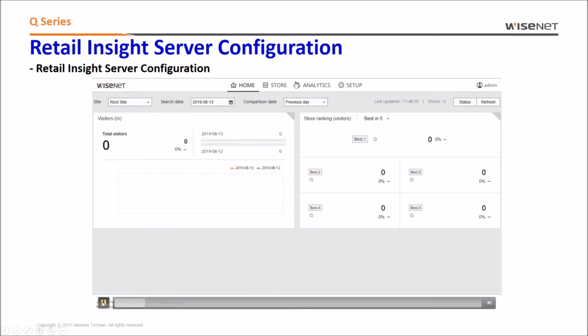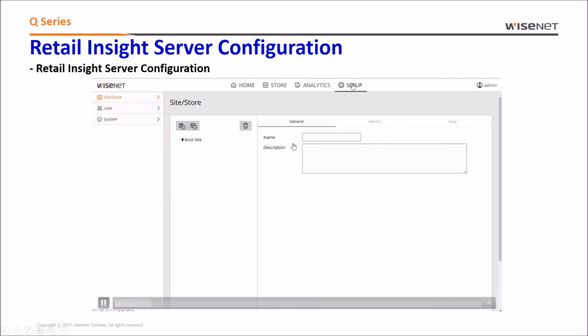And once you log in, you will see actually nothing here because we have not made any configuration. So go to the setup page. From here, you can make a site, which is kind of a folder. So you can make the site under the root site. Maximum 3 depths you can make the site.